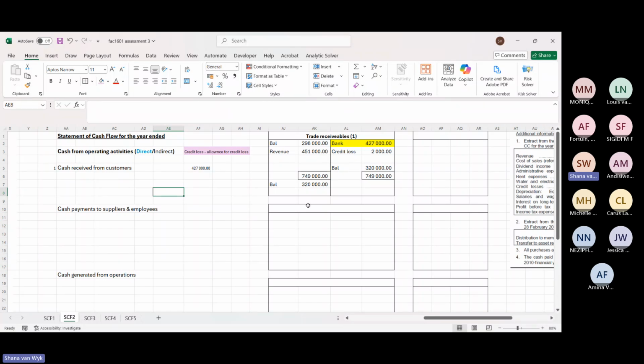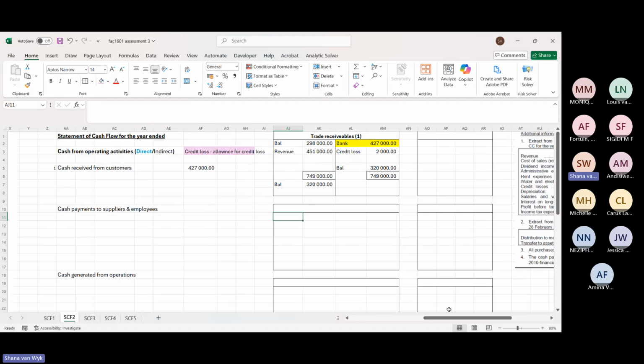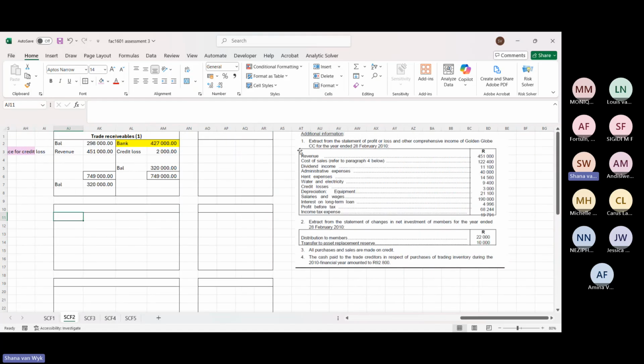So now we'll make it like this. The first one is ticked, revenue done. Second one is cost of sales. Now it says here refer to paragraph 4 below: all cash paid to the trade creditors in respect of purchases of trading inventory during the financial year amounted to, and so on. So in this account, we're going to work with trade payables and inventory.